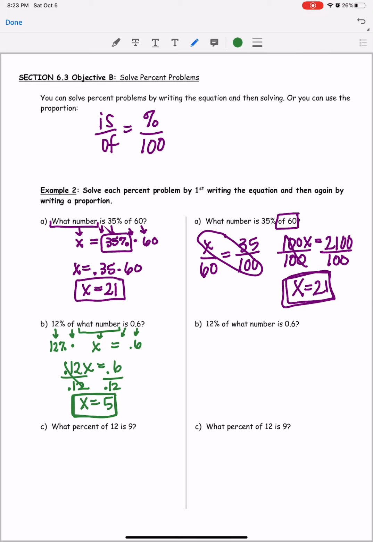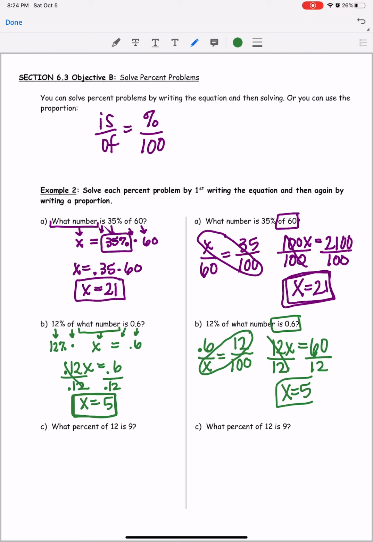Okay, same thing here on B. Use your percent. Is over of equals percent over 100. So in this one, I'm given 12%. So I know I'm going to have 12 over 100. This one says is 0.6. So my 0.6 will go where my is. So that means my x goes where my of is. So cross multiply. I'm going to cross multiply this way first to get my x. So I've got 12x equals 0.6 times 100 is going to give me 60. Divide both sides by 12 to get x by itself, and we're going to get x is 5 again.